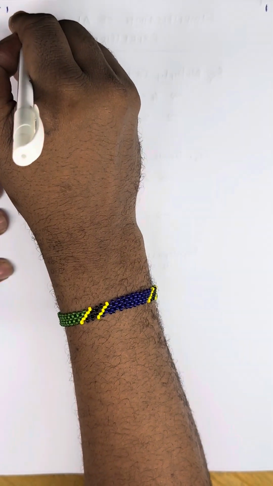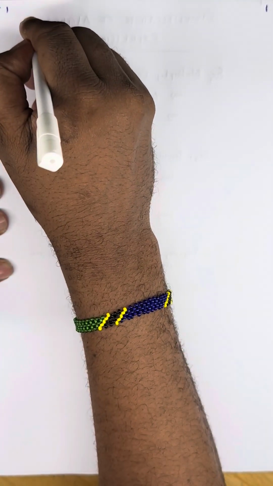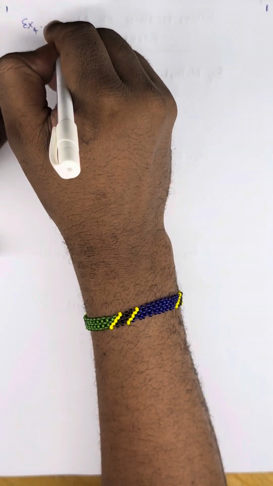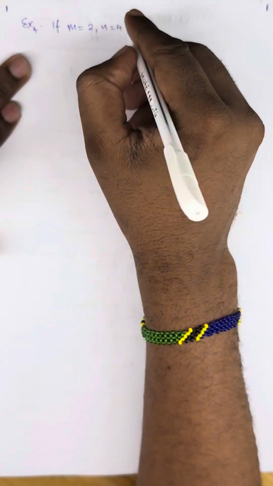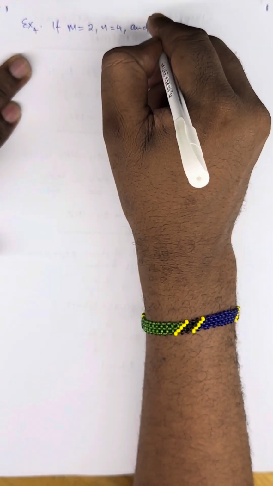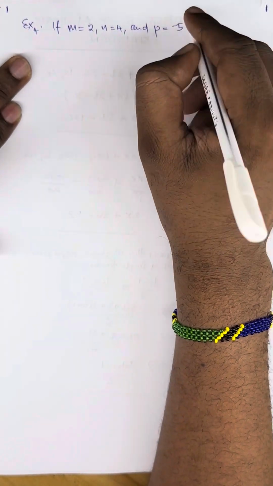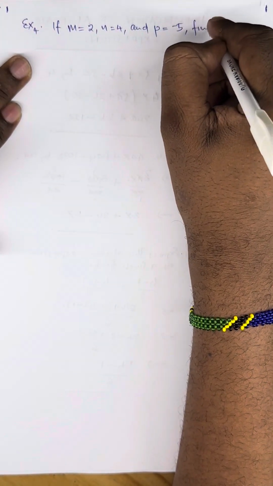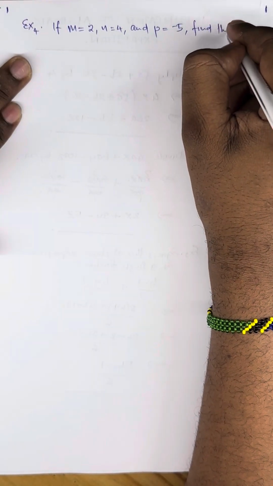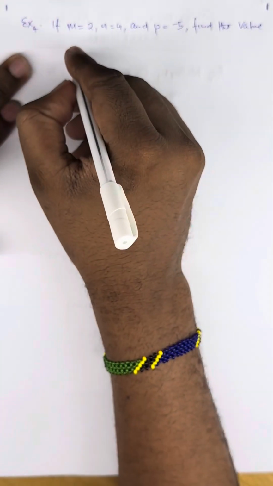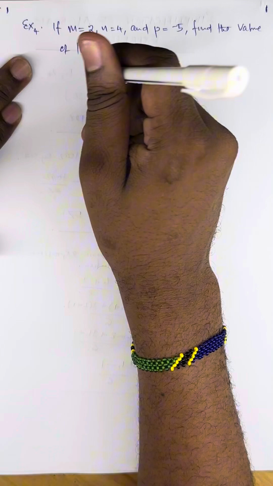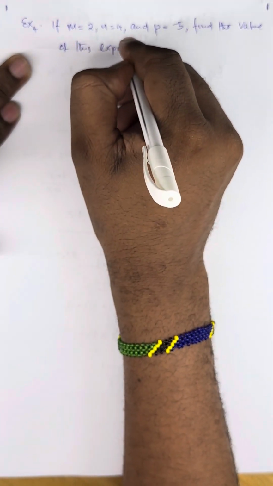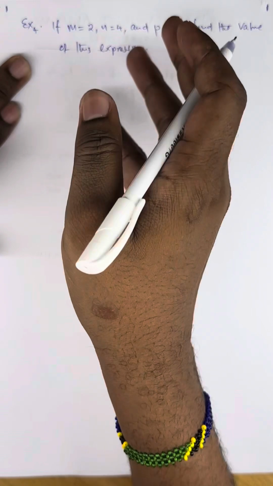Let's look at a more complex example. So let's say this is example 4. You have been told that if m equals 2, n equals 4, and p equals negative 5, then find the value of this expression. Not all the time they'll tell you it's an algebraic expression, but I've told you to solve.